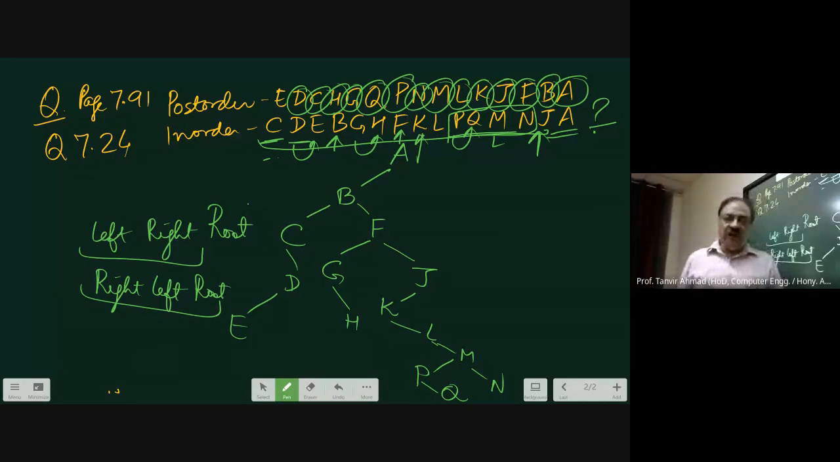When you do an in order, E will come before D, if you are doing it for this. But you see, E is coming after D. It means that this is wrong. And E must be here only.